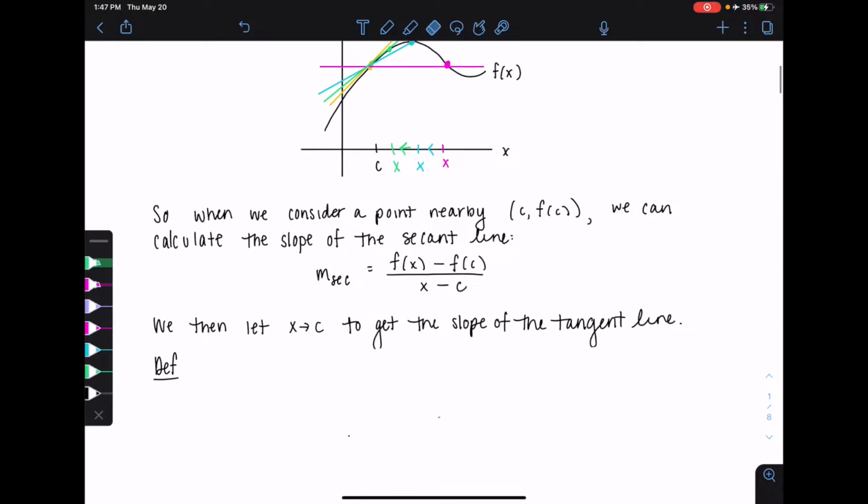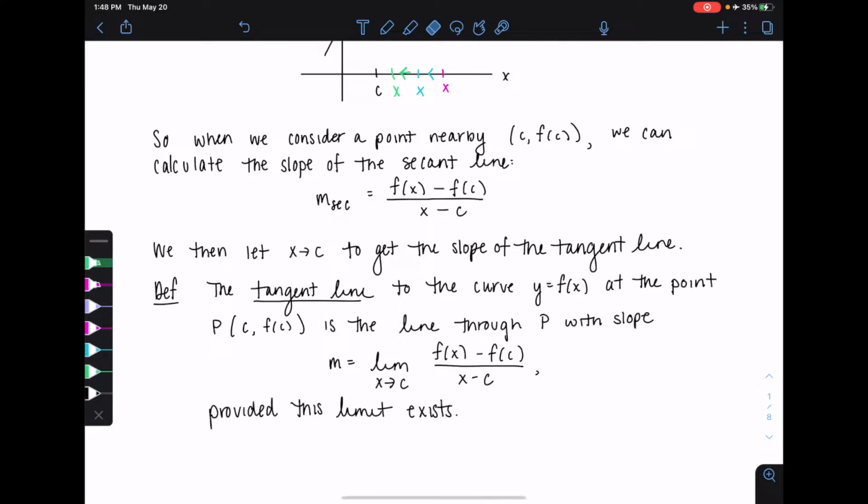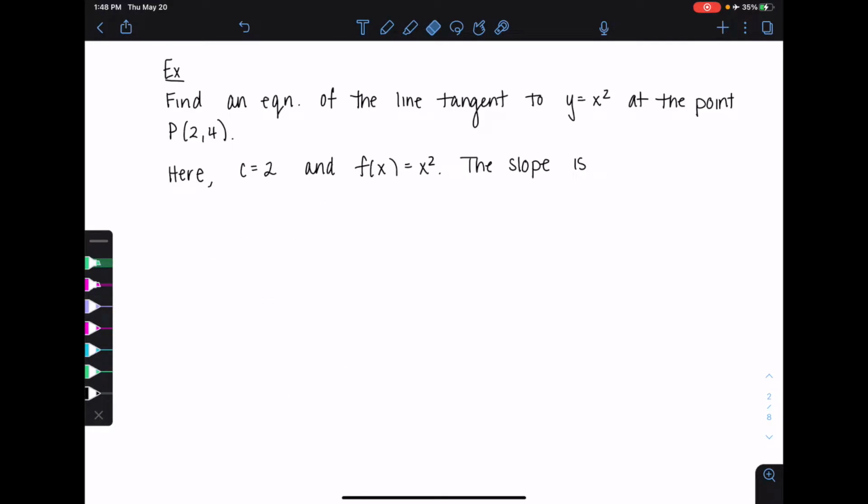Okay. So our formal definition: the tangent line to the curve y equals f of x at some particular point is the line that passes through this point with slope m, which is defined by the limit as x approaches C of the slope of our secant line. Of course, provided this limit exists. So it's possible that it might not, but in the case it does, this would define the slope of our tangent line. Okay. So let's try an example utilizing this definition. Ultimately, this one's not going to be the best one for us. We're going to see another expression very soon that's going to be much better.